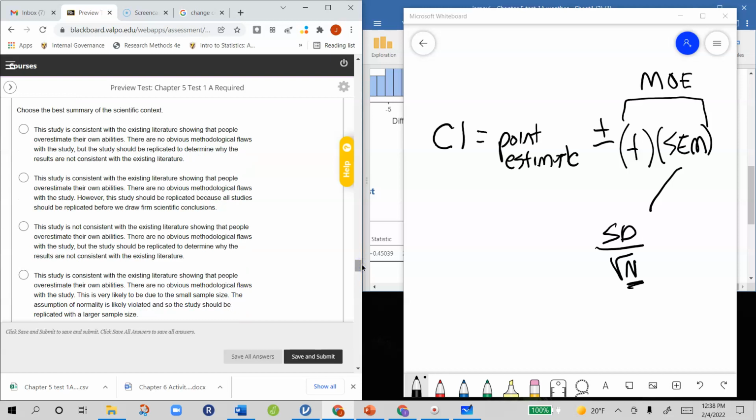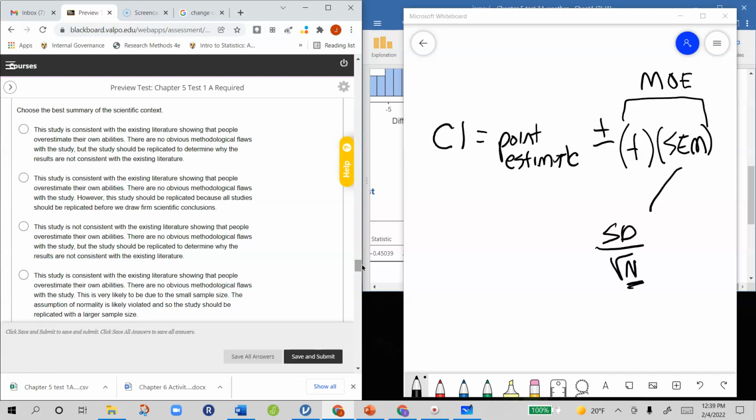For 22, we're looking at choosing the best summary of the scientific context. In the problem, we told you that there is research showing that people overestimate their own abilities, and so we're going to pick one about people overestimating their own abilities. But note that our study isn't consistent with this, right? There were no consistencies here because we didn't find any evidence that people overestimated their abilities. Our p-value suggested the difference we observed was probably just due to sampling error. Okay? So our study is not consistent with the existing literature showing that people overestimate their own abilities.